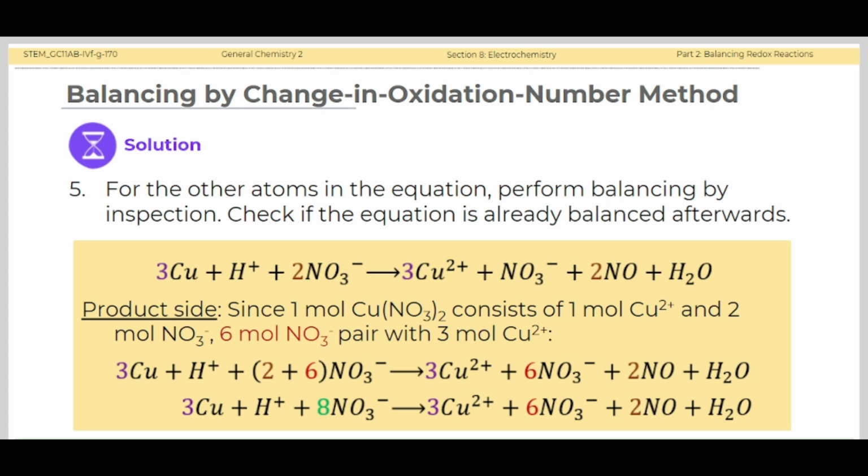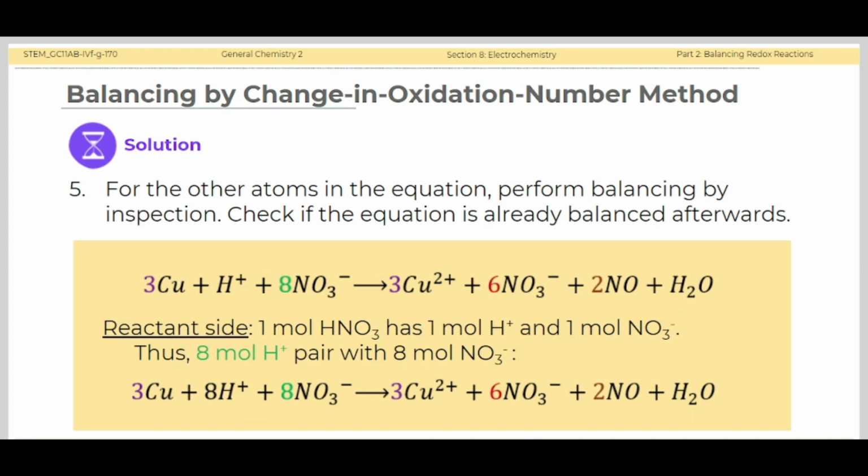5. For the other atoms in the equation, perform balancing by inspection. On the product side, since 1 mole of copper 2 nitrate consists of 1 mole of copper 2 ion and 2 moles of nitrate ion, 6 moles of nitrate ion pair with 3 moles of copper 2 ion. As a result, the number of moles of nitrate ion on the reactant side increases by 6. Thus, its coefficient becomes 8.